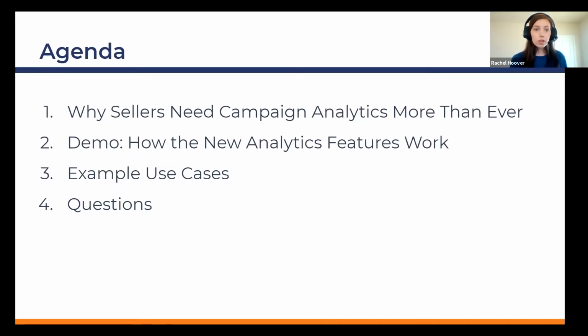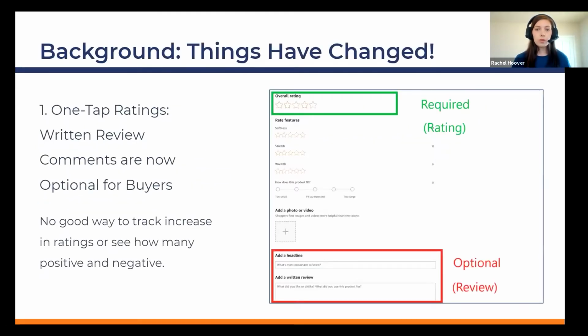So with that, let's go ahead and get started with some background on the changes in the Amazon world that prompted the need for these new analytics capabilities. So starting in late 2019, Amazon gradually rolled out one-tap ratings, which is an option for buyers to leave just a star rating on an item they purchased and not a full written review. Amazon's review page used to require both the star rating, which you see at the top of the slide here, as well as the review comment in order to submit the review. But now all buyers have to do is tap the star they want to select on the overall rating part, and that rating is submitted immediately.